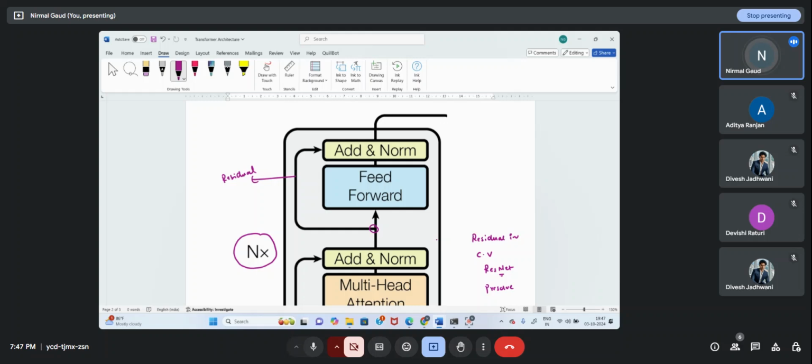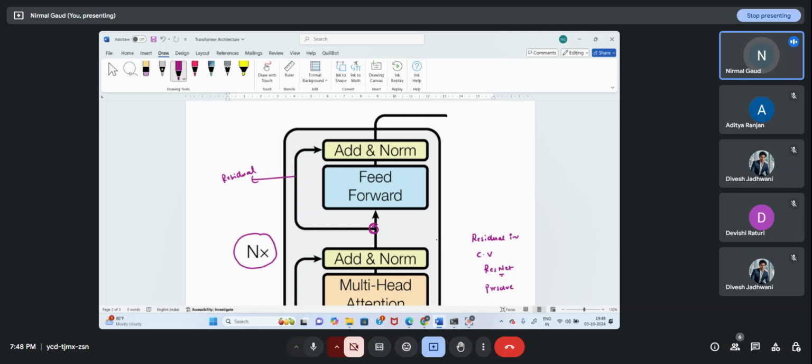So what does the residual connection do? Whatever be the previous output, I am again tapping it back to the current layer output. The reason is the vanishing gradient problem. Okay, we don't want to get trapped in the vanishing gradient problem. That's the reason I'm tapping it back.